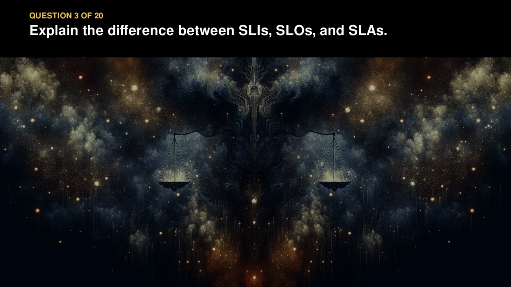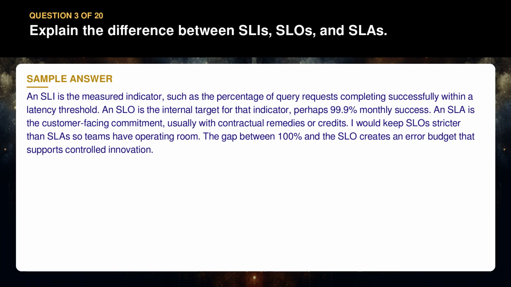Question 3. Explain the difference between SLIs, SLOs, and SLAs. An SLI is the measured indicator, such as the percentage of query requests completing successfully within a latency threshold. An SLO is the internal target for that indicator, perhaps 99.9% monthly success. An SLA is the customer-facing commitment, usually with contractual remedies or credits. I would keep SLOs stricter than SLAs so teams have operating room. The gap between 100% and the SLO creates an error budget that supports controlled innovation.